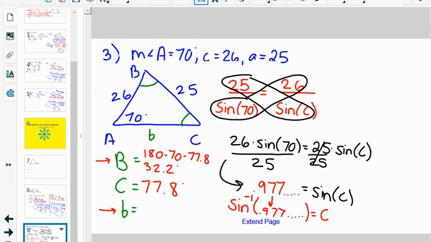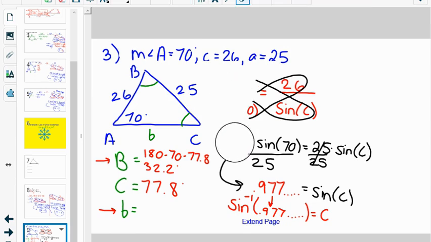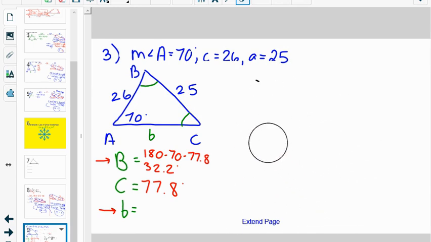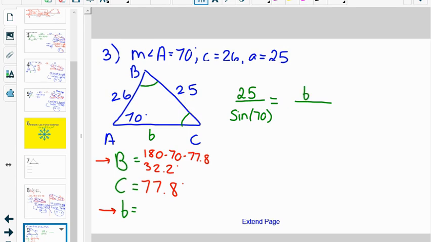Lastly, I need to go find side B. So I'm going to erase this, that way I've got some room here. All right, to go find side B, let's first set up what we know. We know side A and angle A. What we don't know is side B, but we just found angle B, which was 32.2. All right, now we just cross multiply and solve.